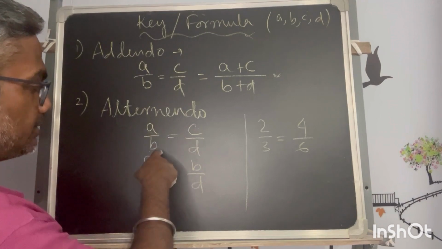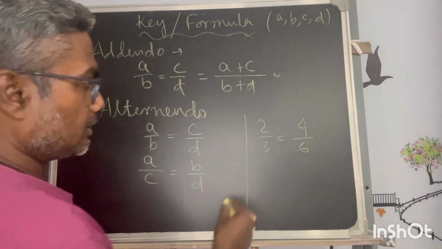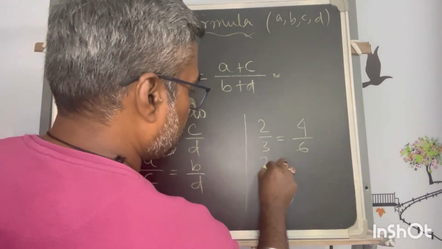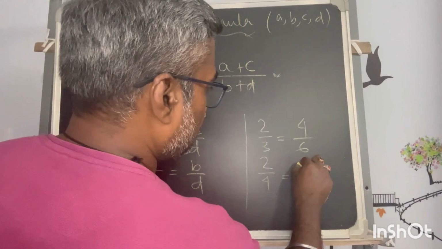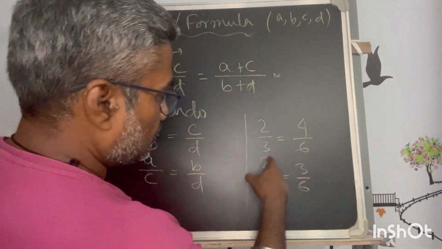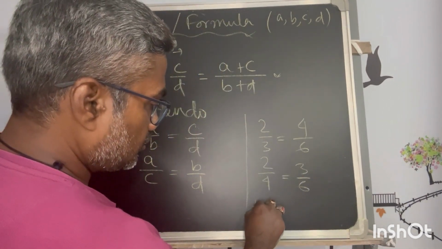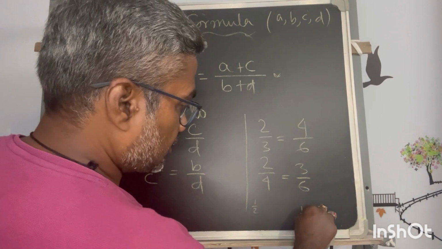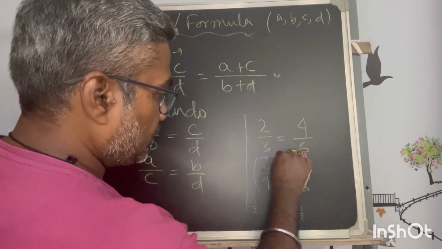So 2 by 3 is equal to 4 by 6, that we know. Now if I bring this here, 2 by 4 is equal to 3 by 6. Now you see 2 by 4 is equal to half, 3 by 6 is equal to half. So this will form a new ratio.